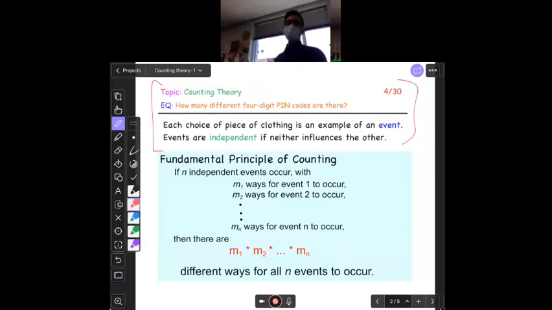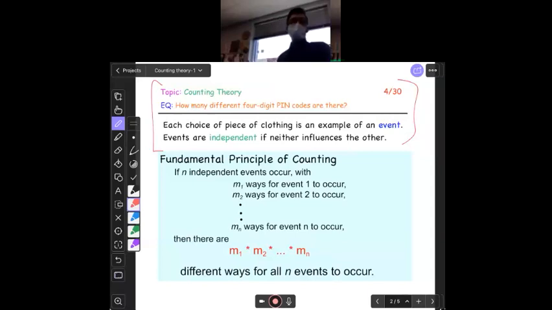So, essential question today: how many different four-digit PIN codes are there? When you go in and pick your PIN for your phone, if you just do a 4-digit code, how many different options are there for that? So how do you figure that out?